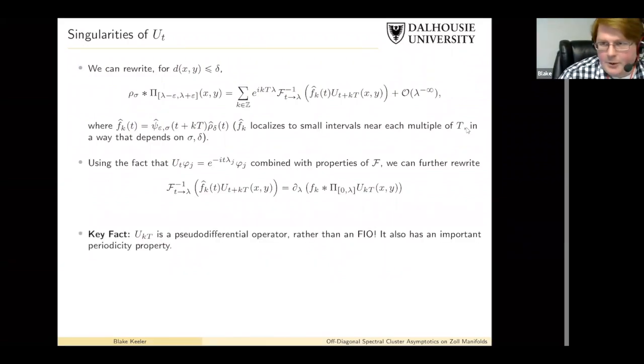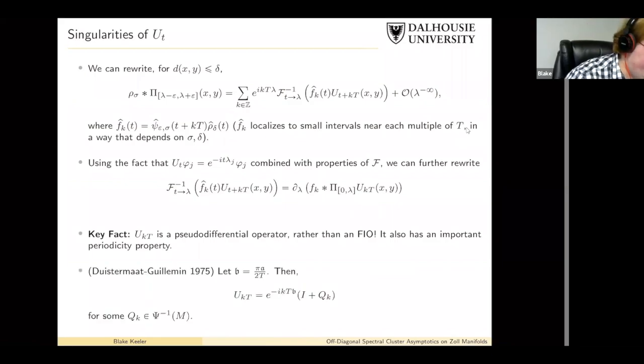And in fact, it's a pseudo-differential operator with a very nice periodicity property. This is proved by Duistermaat and Guillemin. If we let this be pi times a over 2t, remember a was that common Maslov index of all of the periodic geodesics, then u at every multiple of the period can be expressed as essentially the identity plus a lower order pseudo-differential operator of order -1, times this exponential factor that depends on both the period and that common Maslov index.